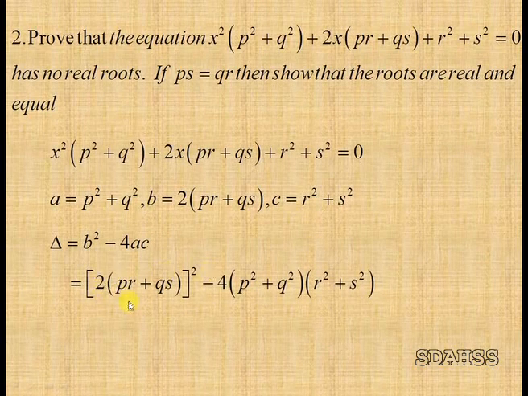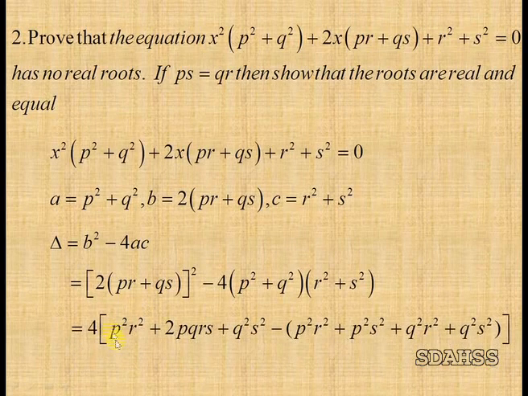2 square means 4. Pr plus qs the whole square is in the form of a plus b whole square, so the expansion is a square plus b square plus 2ab. So you have 4 into p square r square plus 2pqrs plus q square s square. Then multiply: p square r square, p square s square, plus q square r square, plus q square s square. Here 4 is common, so take it outside.